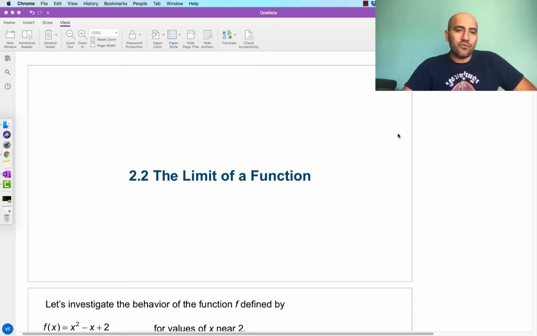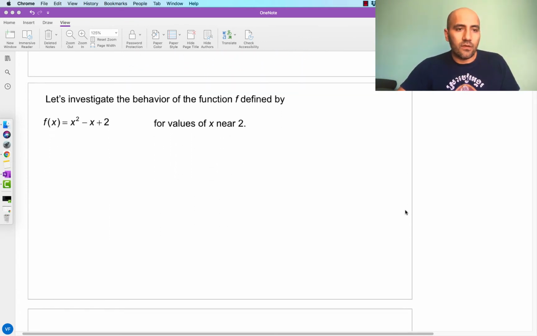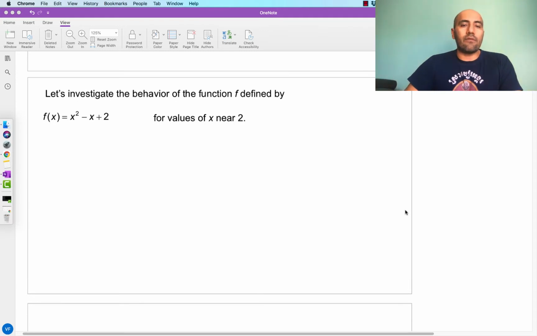Okay, Chapter 2, Section 2, the limit of a function. As we've seen already, studying calculus is a lot about studying what happens when two points get infinitely close to each other. So in this section, we're going to explore that a little bit more. Consider, for example, the following function. Let's investigate the behavior of the function f defined by f of x equals x squared minus x plus 2 for values of x near 2.